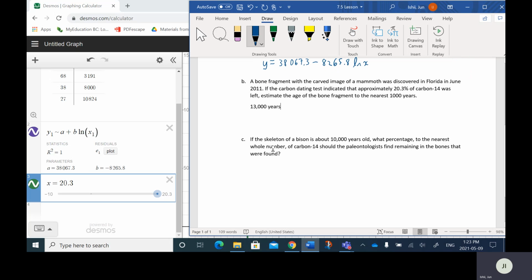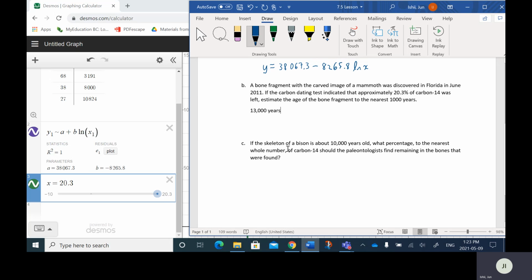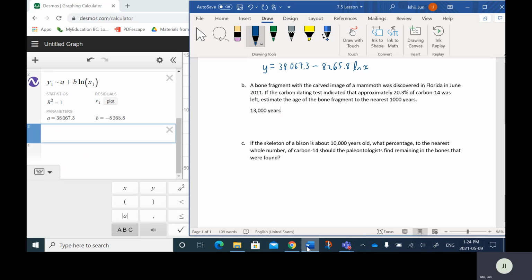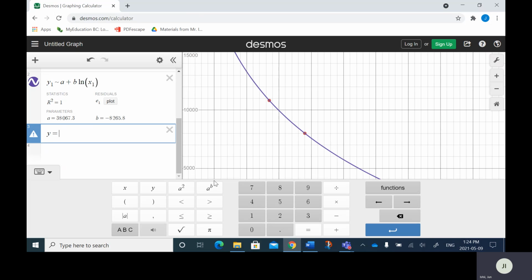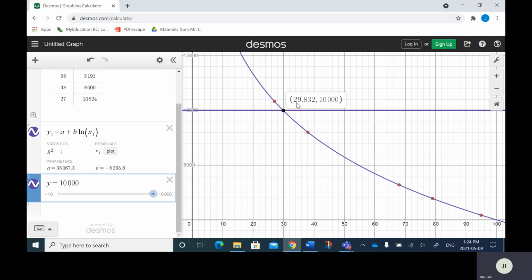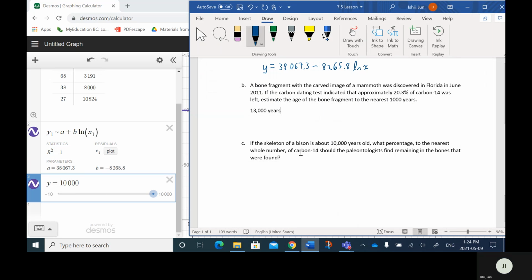Next question here. If the skeleton of a bison is about 10,000 years old, what percentage of carbon-14 is left, to the nearest whole number? So here we're going the other way. If I know the age, and the age was 10,000 years, so y equals 10,000, we want to find the corresponding percentage of carbon that should be there. If I click on this, 29.83. So approximately 30% to the nearest whole number.